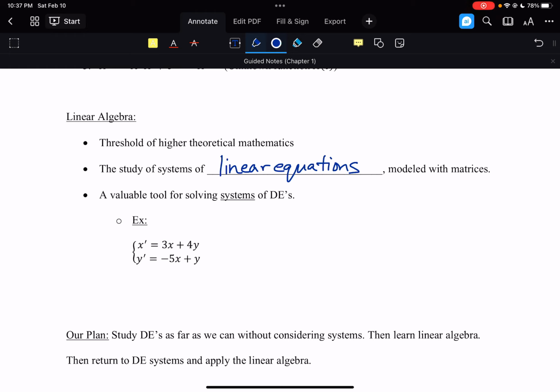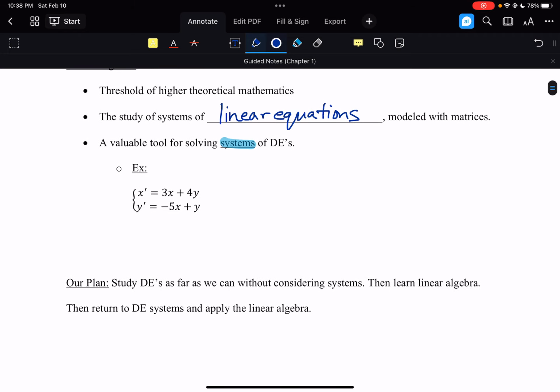And the reason we study linear algebra at the same time as differential equations is because it can be a valuable tool for solving systems of differential equations. So for example, here we have x prime equals 3x plus 4y and y prime equals negative 5x plus y. Being able to solve a system with multiple unknown derivatives is going to be a valuable tool to us that we'll look at later on in the semester.